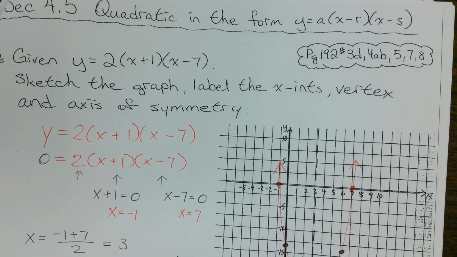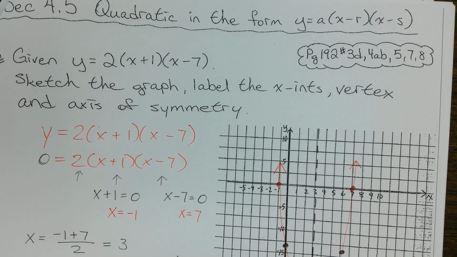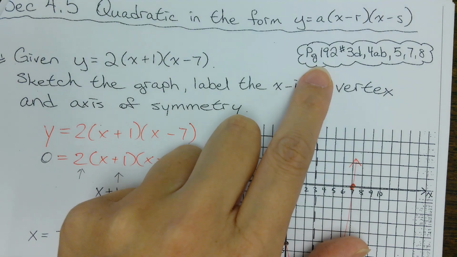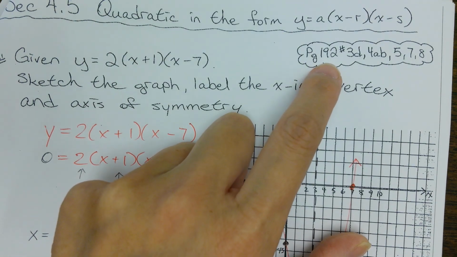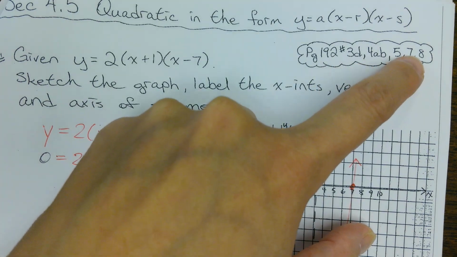Where do you find the homework? Right space, content, chapter 5. And then right here, the homework. This homework file. Okay, remember chapter 4 homework. This file is 16 pages. Okay, if you scroll down, so on your, let me go back to this. So page 192, 3D, 4AB, 5, 7, and 8.